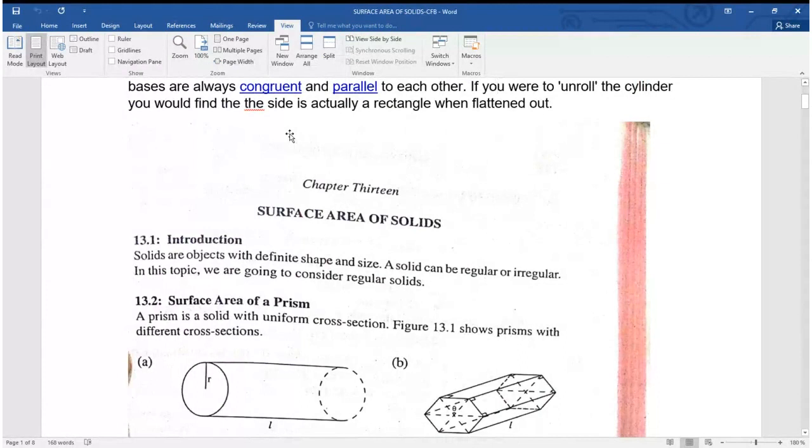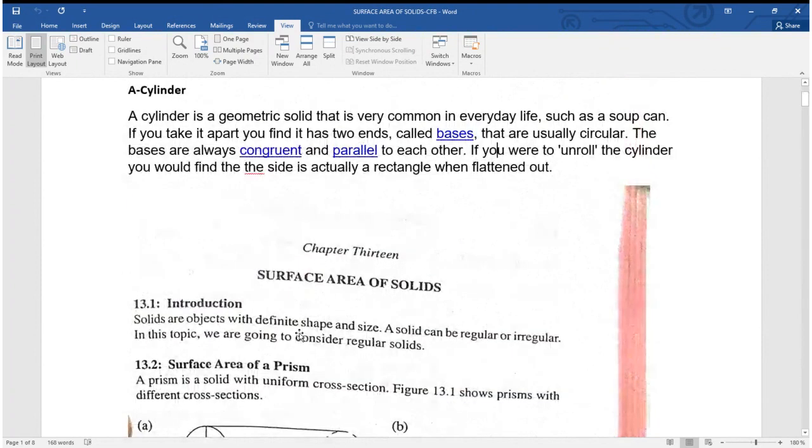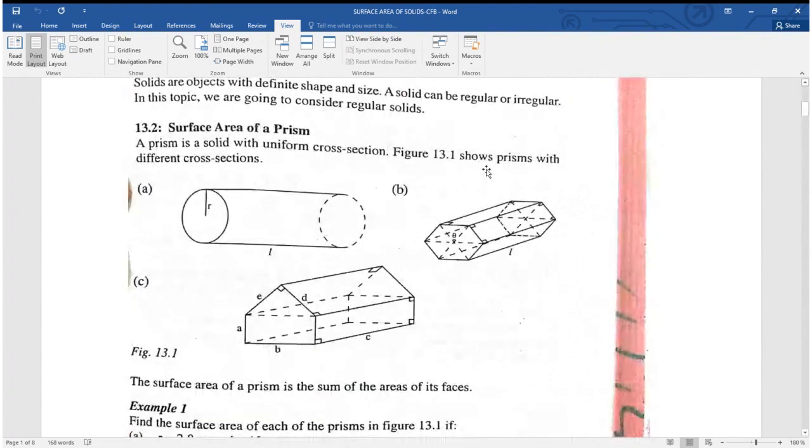It means now when you look at the cross section, because this part here is the cross section from the base to the base, which is circular, and the cross section here is uniform, okay? Or it is equal throughout. That's why we say they are parallel. So the distance across this cross section here is always equal for the cylinder. Now we are told that when you unroll the cylinder, you'll find that the side is actually a rectangle when flattened out. So we are going to look at how that happens.